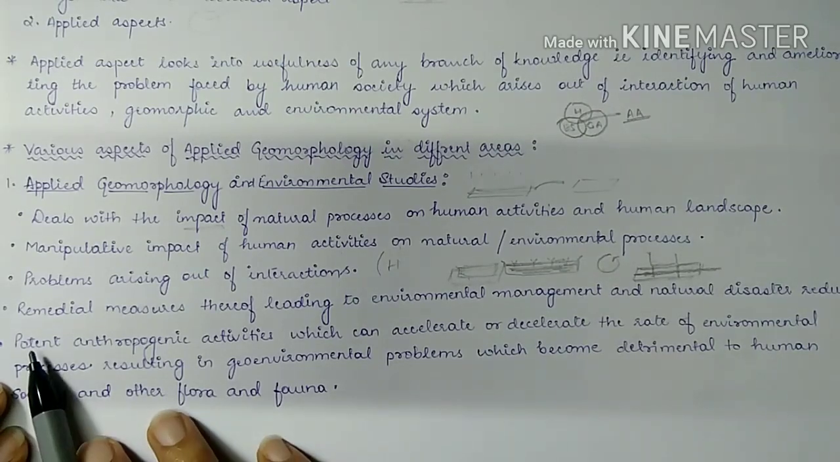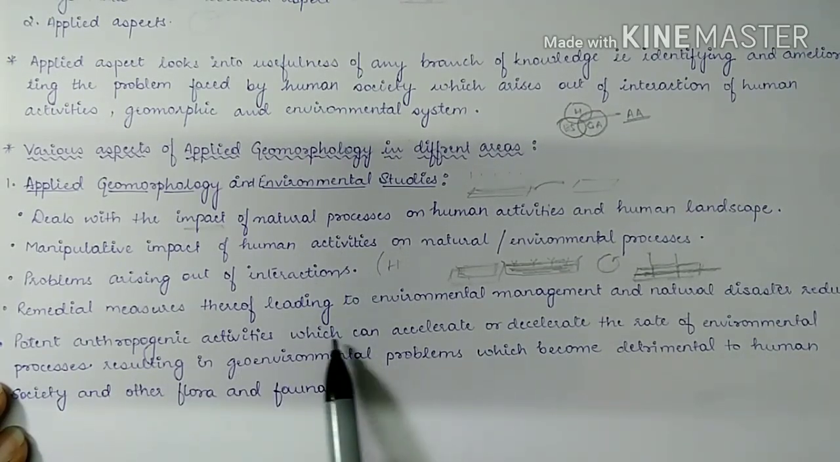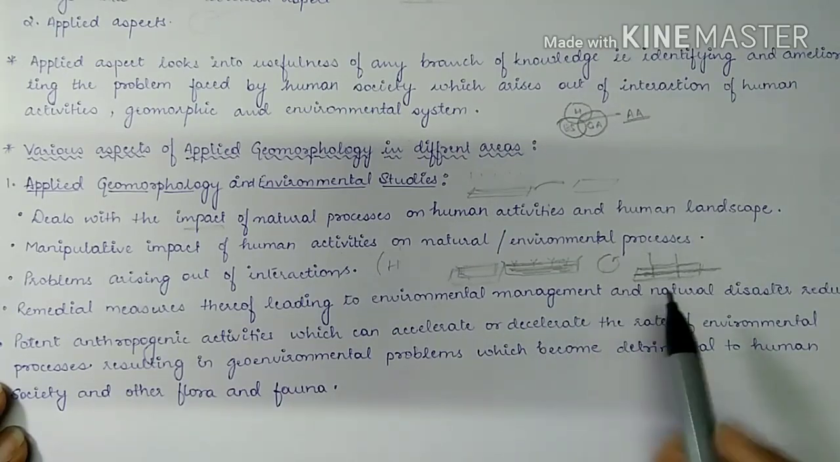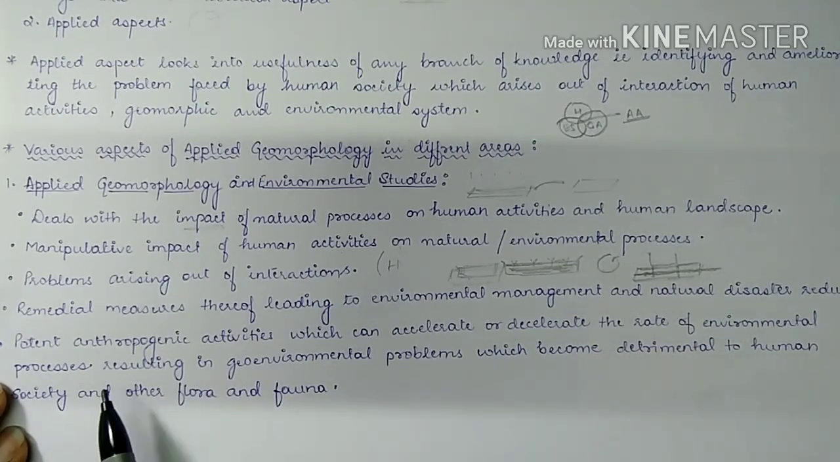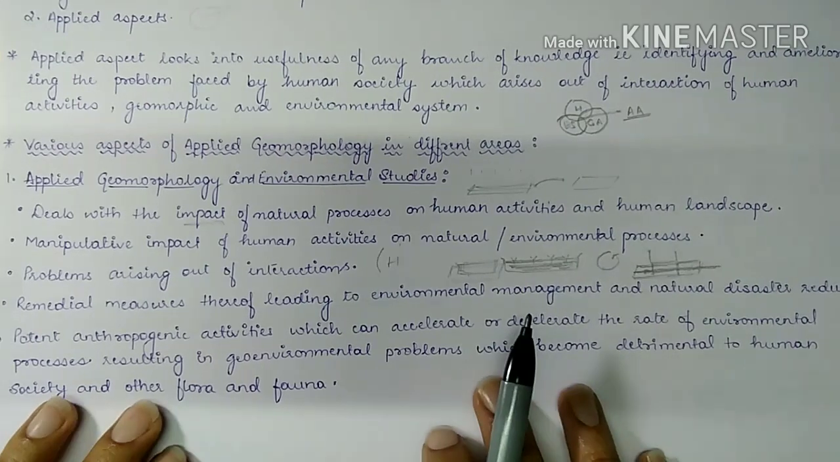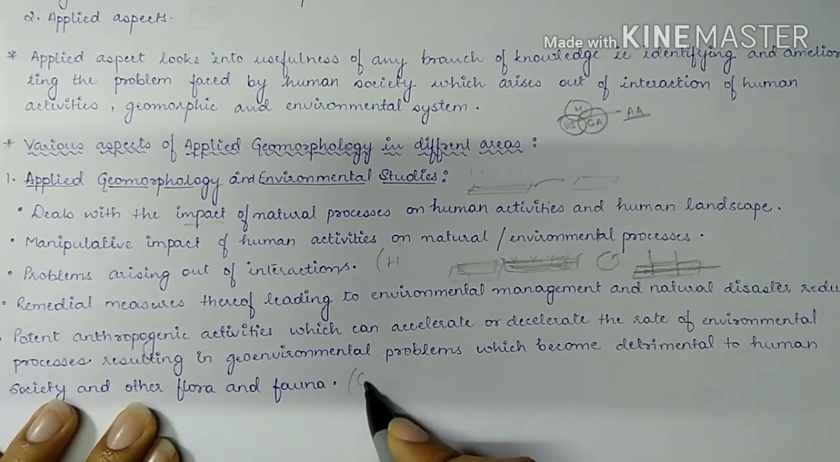Next, potent anthropogenic activities can accelerate or decelerate the rate of environmental processes, resulting in geo-environmental problems which become detrimental to human society and other flora and fauna. See, the best example is global warming.